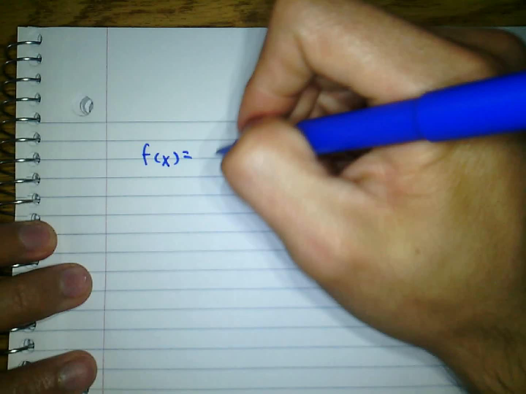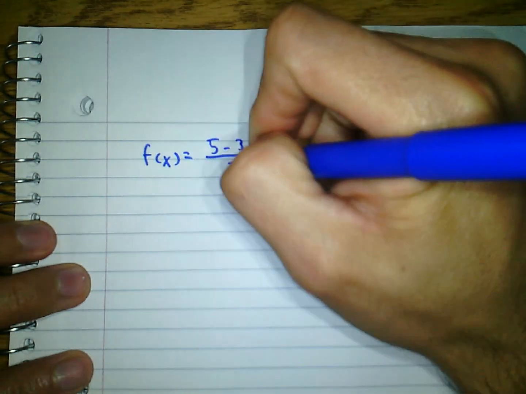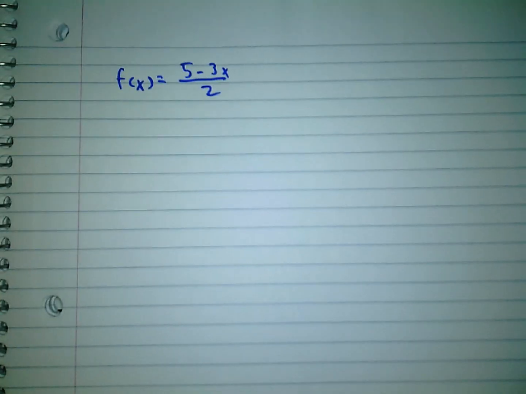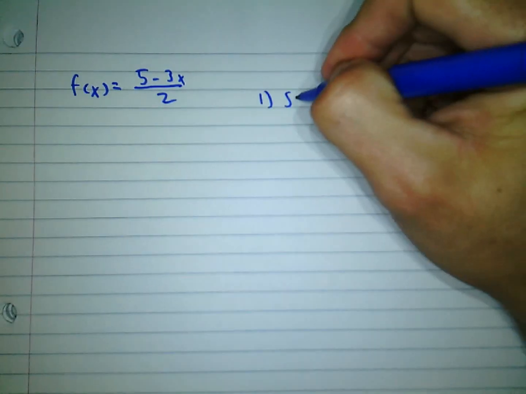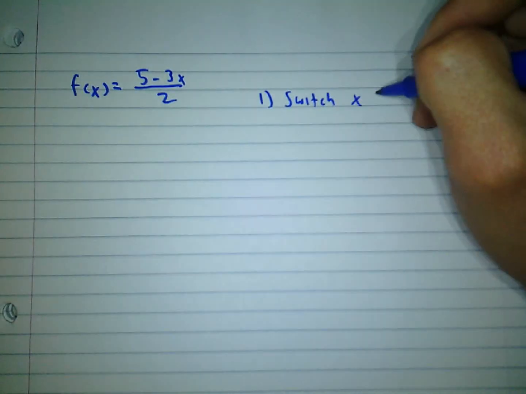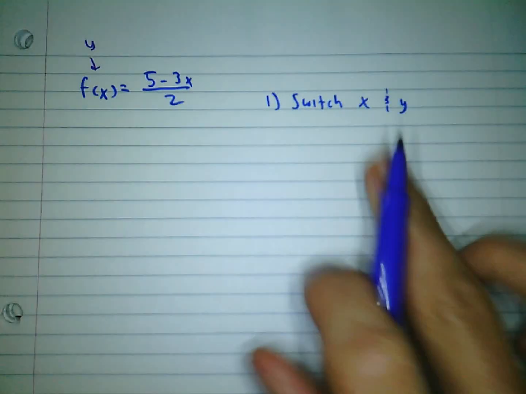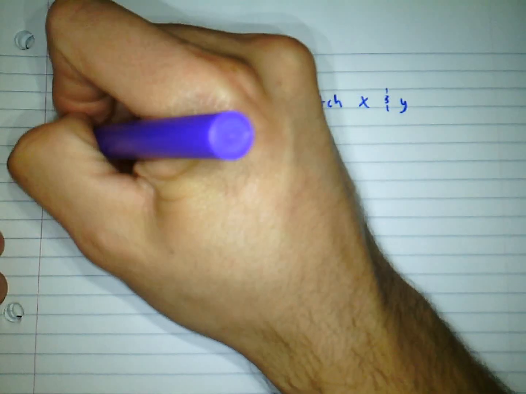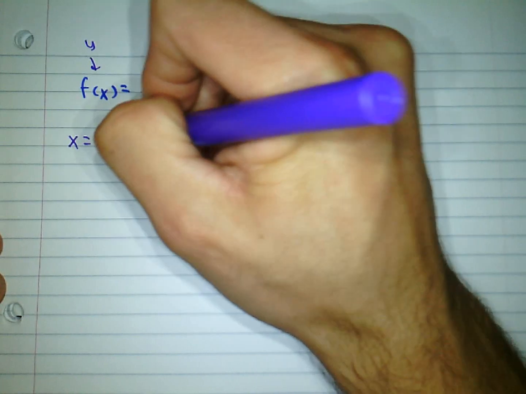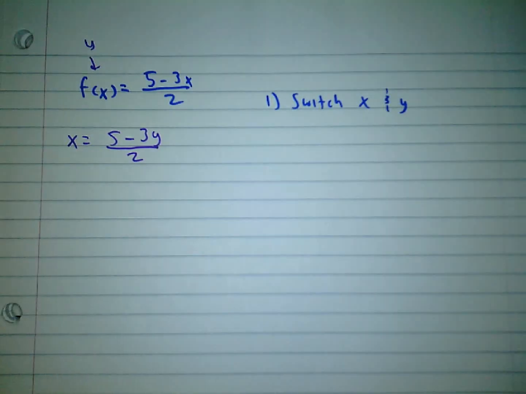It was f of x is equal to (5 - 3x)/2. Okay? So yes, it is 1 to 1, which means it does have an inverse. So let's go ahead and find it. Okay, so the procedure for finding an inverse. Step number 1, you are going to switch x and y variables. So what that means is, technically, you remember that f of x is the same thing as y. So we're going to switch them, which means that this says x is equal to (5 - 3y)/2.